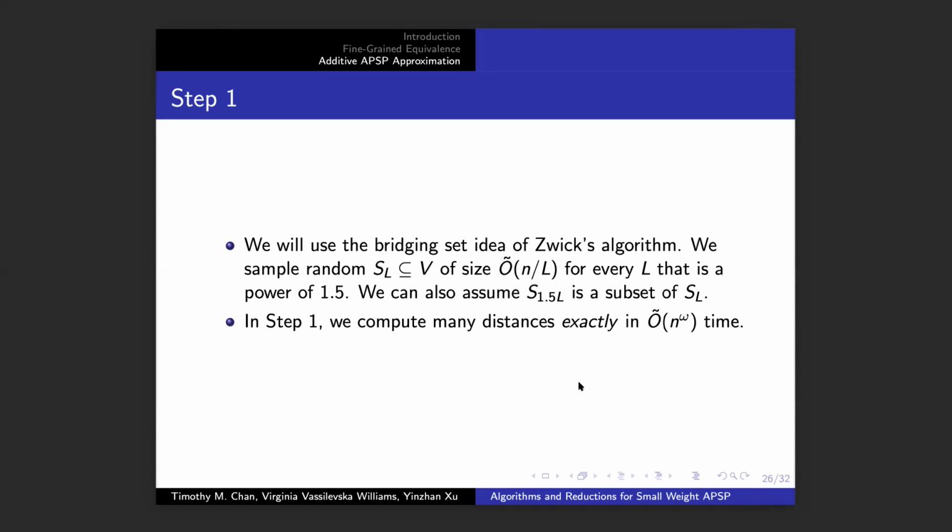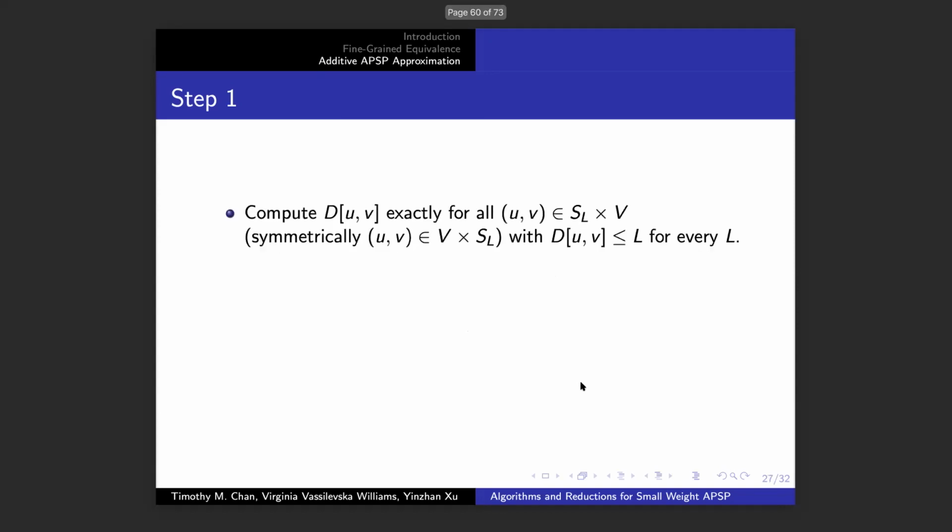In the first step of our algorithm, we compute as many distances as possible exactly in O tilde n to the omega time. So specifically, we will compute the distance from u to v for every u that's in S_L and for every v that's a vertex. And additionally, we only compute the distance for these pairs d_uv that are bounded by L. Now we will do this iteratively for each L. And suppose we did this for L already. Now we move to 1.5L.